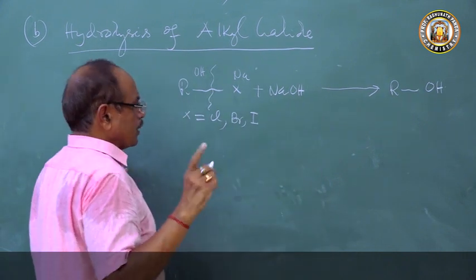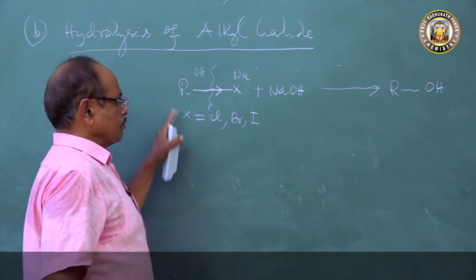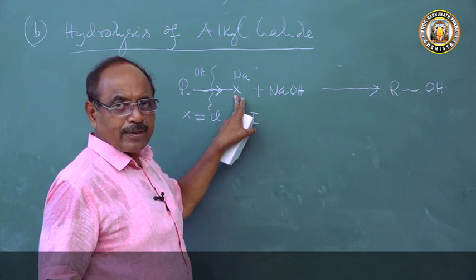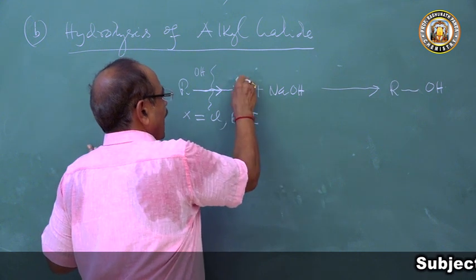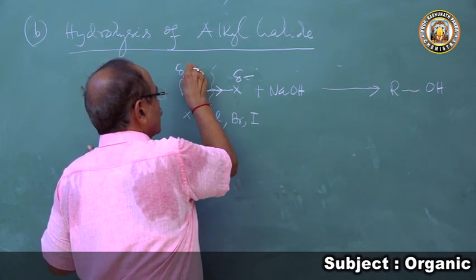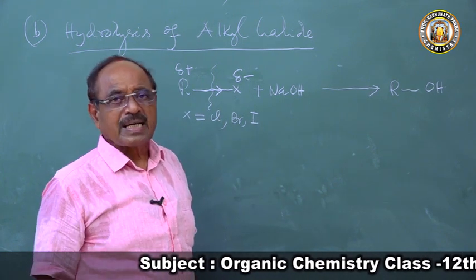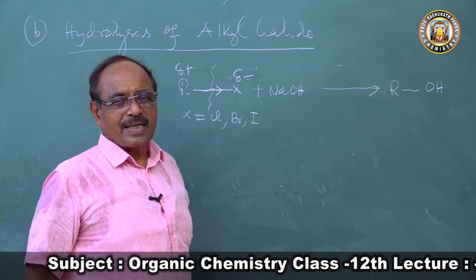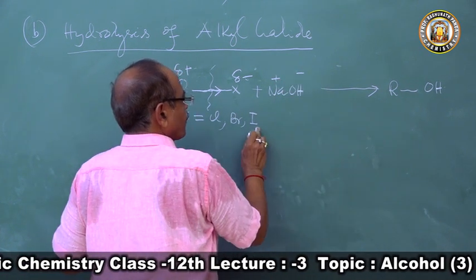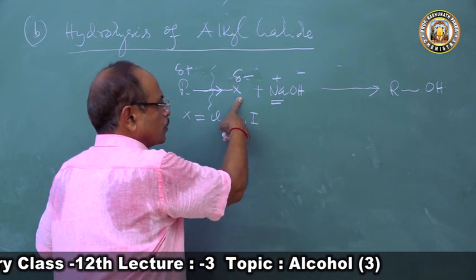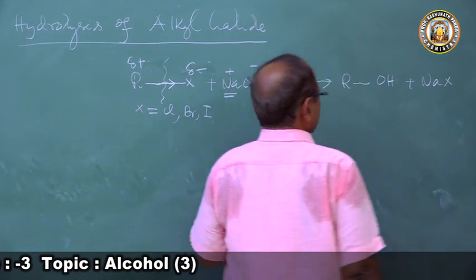Why? Now you have read the inductive effect, so there is always a drift of electrons towards X. The X is an electron attracting group, so there is always a minus I effect. Because of the minus I effect, this halogen has a negative charge and this alkyl group has a positive charge. That means the alkyl group has what character? A carbonium character. Carbon with a positive charge is called carbonium character, and this sodium is positive and OH is negative. So this Na will definitely go to X. So this will come as NaX, and you get the alcohol.